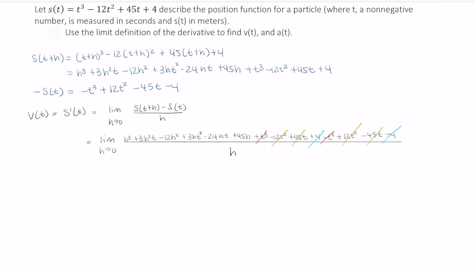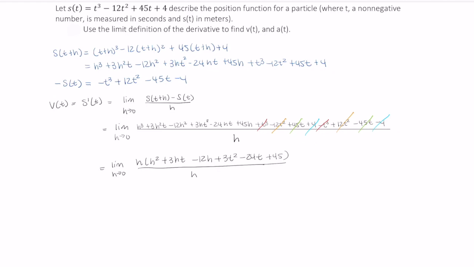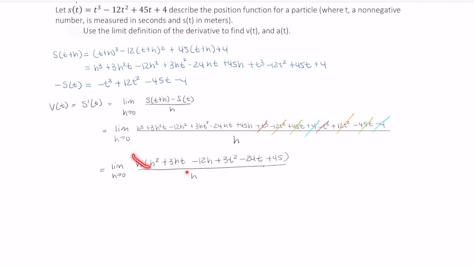And now, everything that is left has a factor of h. So on this next step, I'm going to factor out an h. Pause the video, take a moment, and try that on your own. You will be left with this entire expression here with a factor of h in the numerator and a factor of h in the denominator. This factor of h divided by this h just becomes 1. So we have the limit as h approaches 0 of h squared plus 3ht minus 12h plus 3t squared minus 24t plus 45.